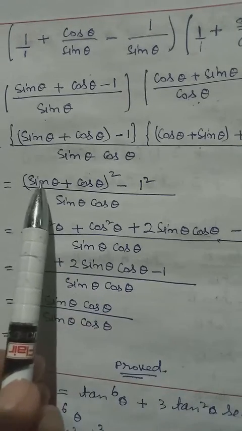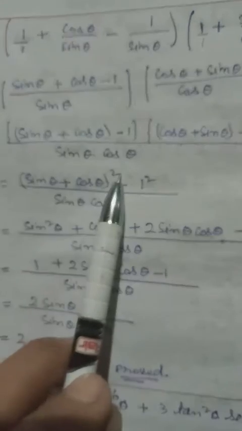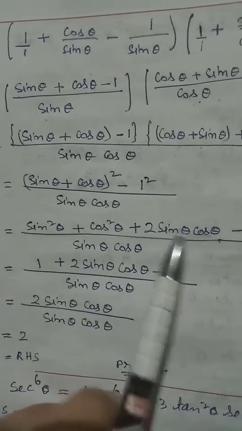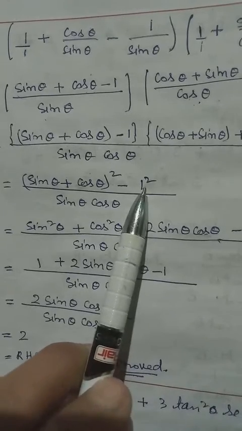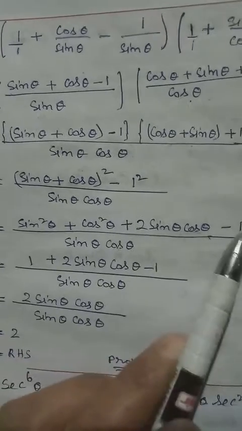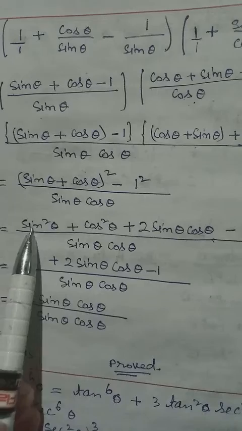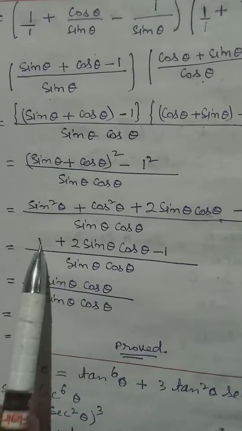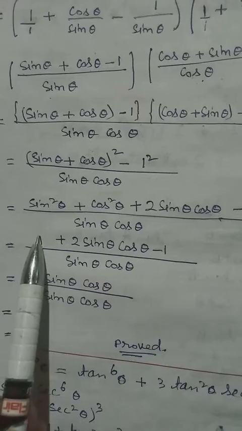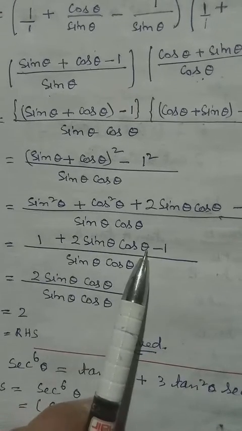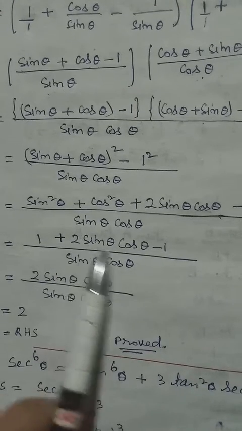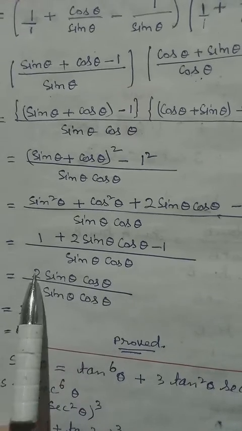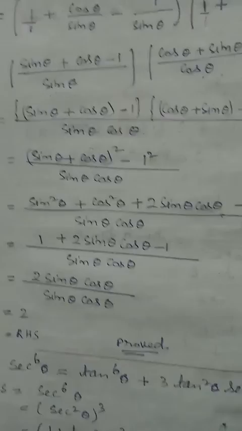So here we can apply the formula (A + B)². So A² + B² + 2AB, then 1 into 1, 1, so minus 1. And here sin²θ + cos²θ from the identity is equal to 1. So 1 and minus 1 become 0. We are left with 2 sinθ cosθ, which is equal to the right-hand side.